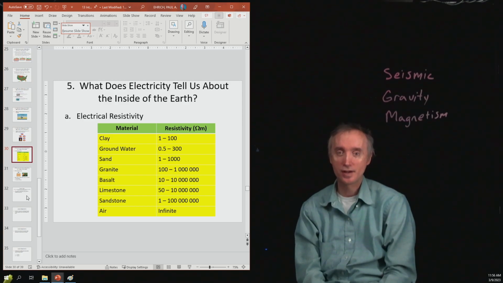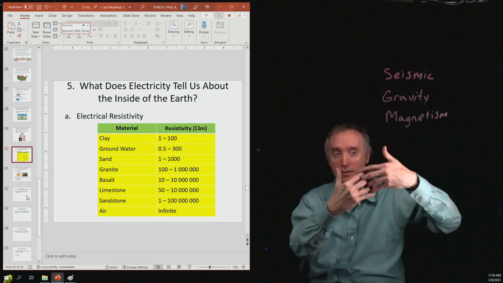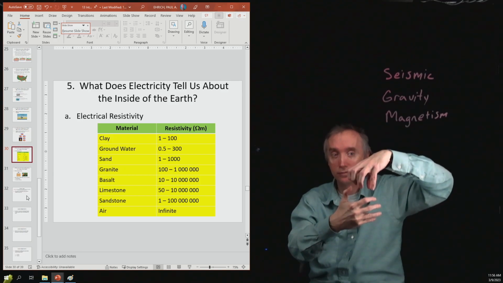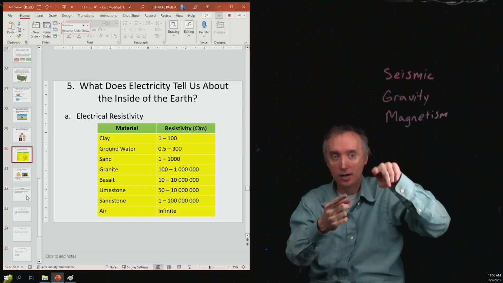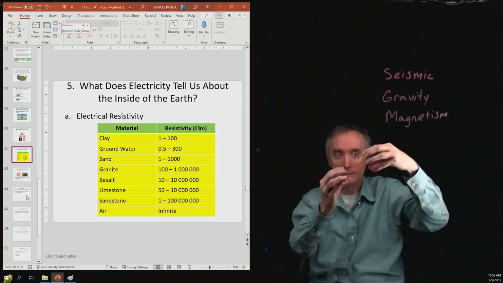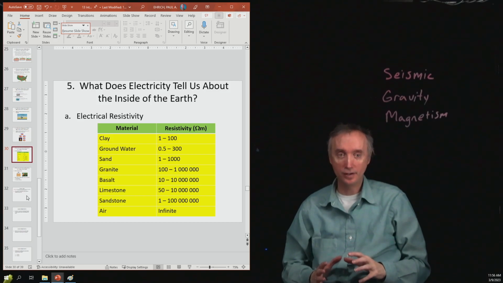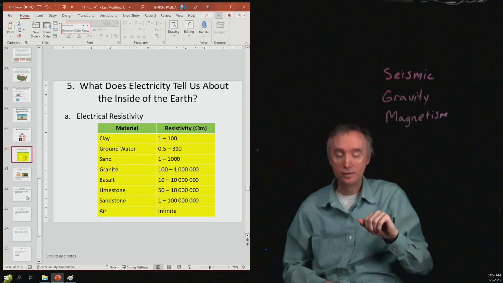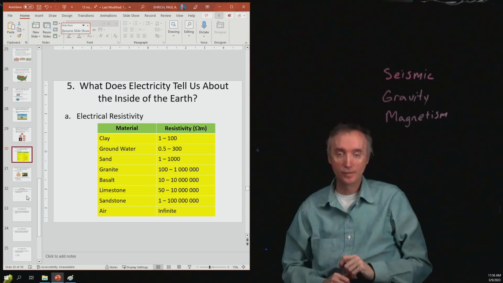So let's take, for example, quartz. Quartz is composed of silica tetrahedrons that are attached to each other. So the electrons are trapped in the bonds between the atoms of oxygen and silicon. So they're not free to be able to move around in the glass. So glass is an insulator.